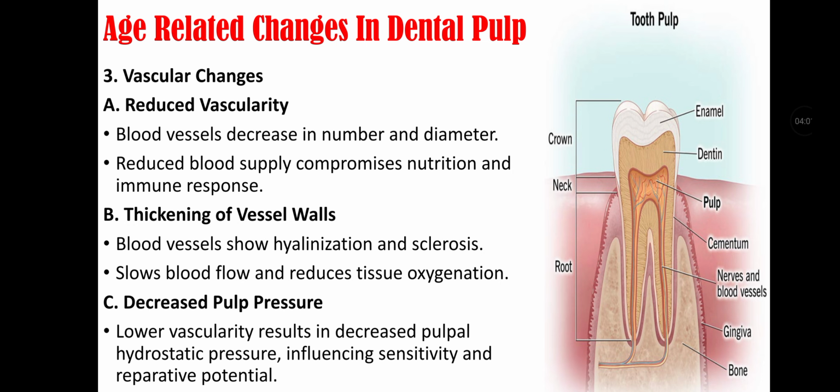Second, thickening of vessel walls. Blood vessels in pulp show hyalinization and sclerosis. It slows blood flow and reduces tissue oxygenation. Third is decreased pulp pressure, as lower vascularity results in decreased pulpal hydrostatic pressure, influencing sensitivity and reparative potential.